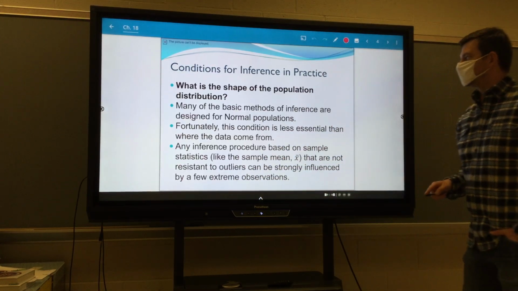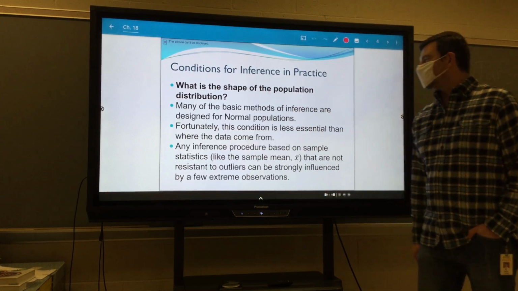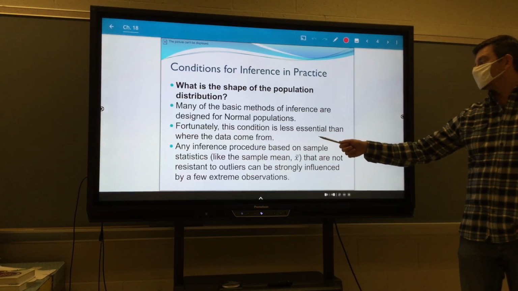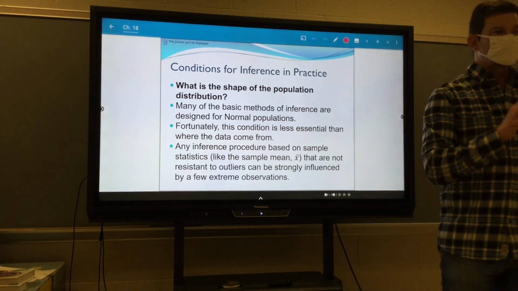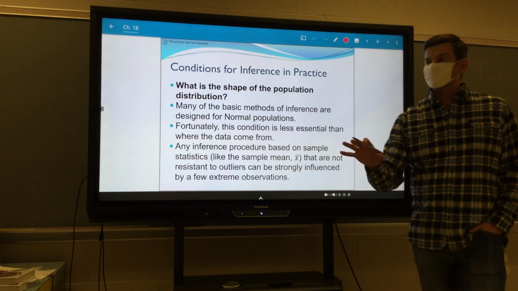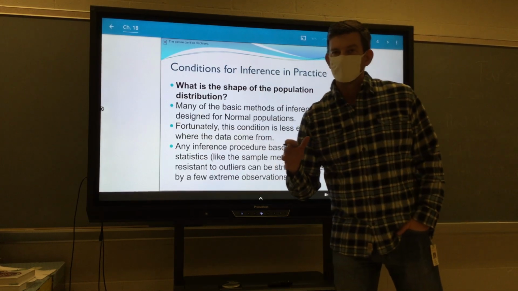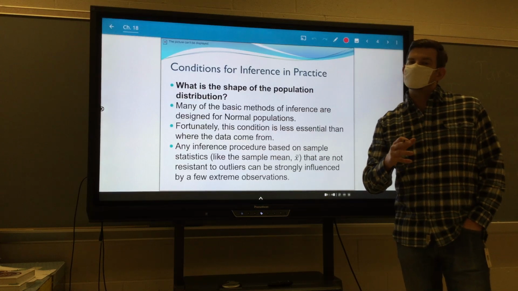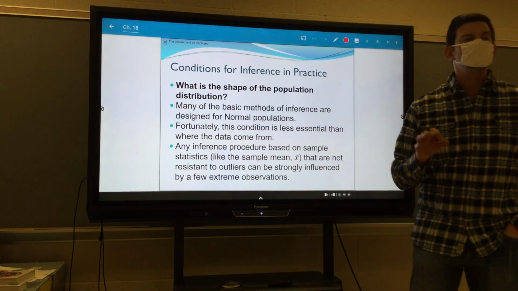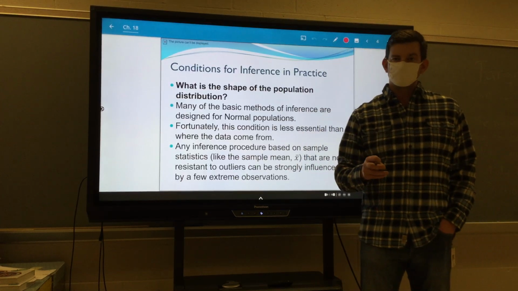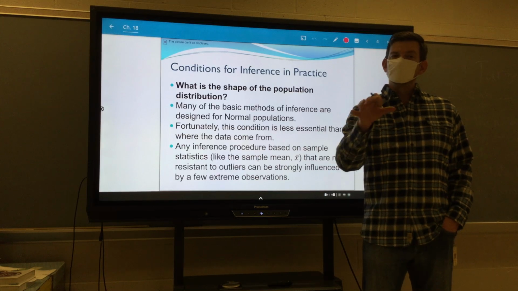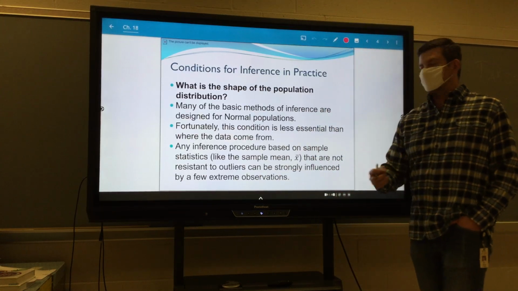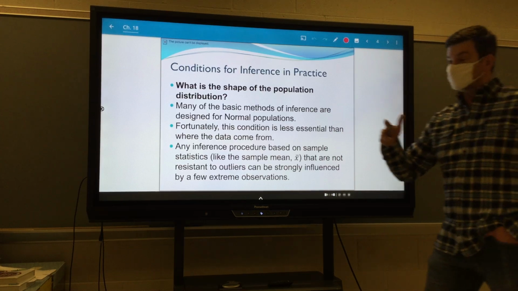What is the shape of the population distribution? Okay? Well, many of the basic methods of inference are designed for normal populations. But fortunately, this condition is less essential than where the data come from. Okay? We said that in our sampling distributions from the central limit theorem, you don't really need a normal distribution for the population as long as that sample size is big enough. Because these Z procedures are based off of the sampling distribution, which will be normal. So we can still use these calculations as long as that sample size is large enough.